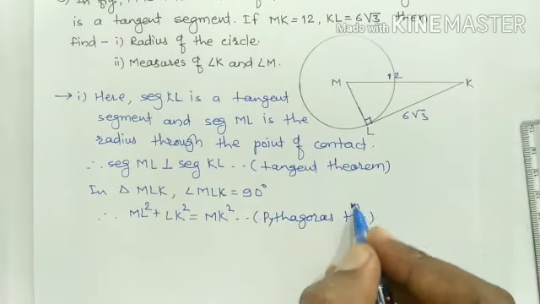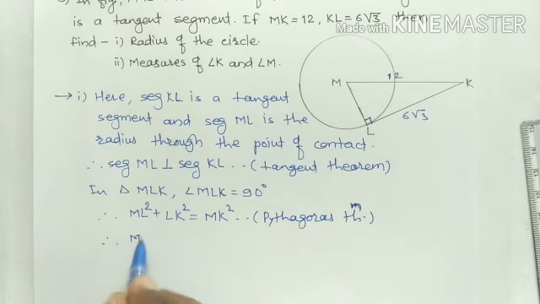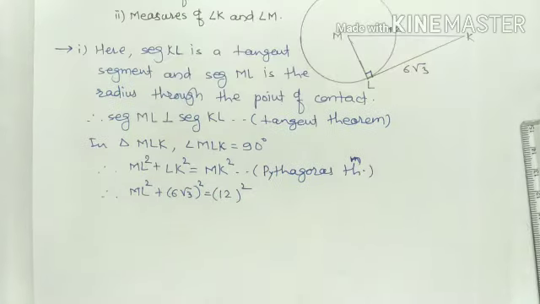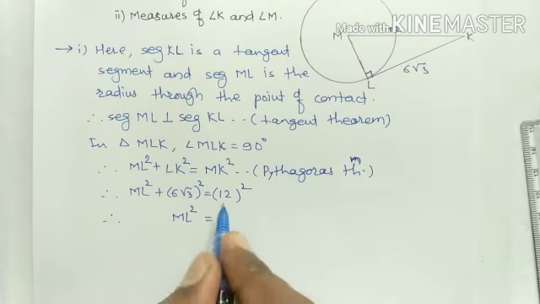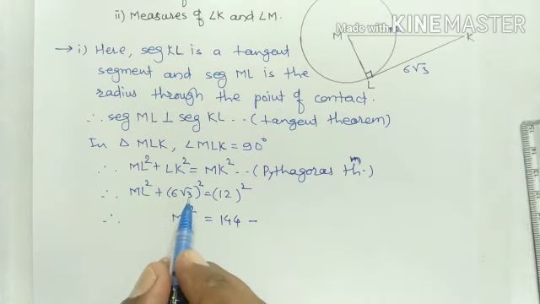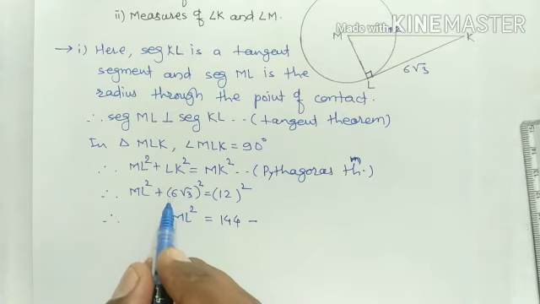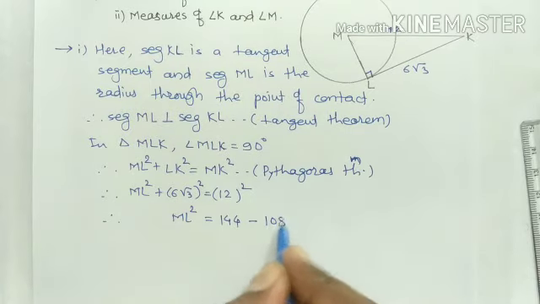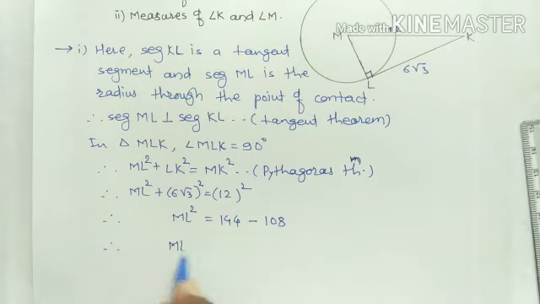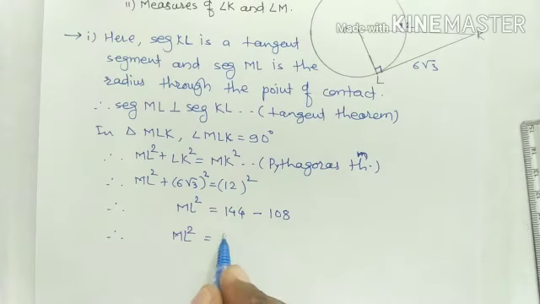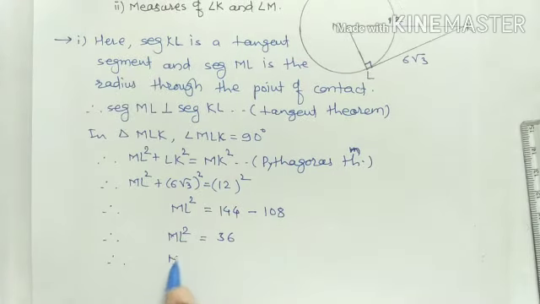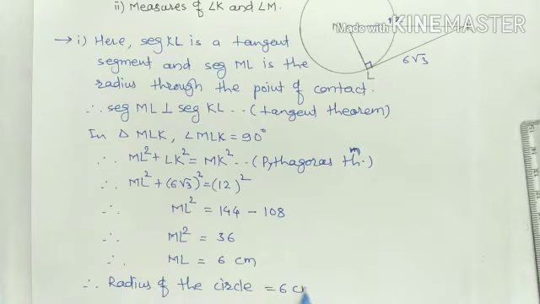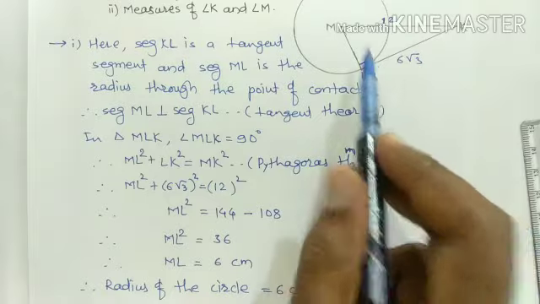And now put the values. ML find करायचं आपल्याला, LK it is 6 root 3 bracket square, MK 12, and therefore this ML square equals to 12 square 144 minus root 3 square 3, 6 square 36, 36 into 3, that is 108, and therefore ML square equals to 144 minus 108 equals to 36, and therefore ML equals to 6 centimeter, and that is, therefore the radius of the circle equals to 6 centimeter. Now we have to find the measures of angle K and angle M.